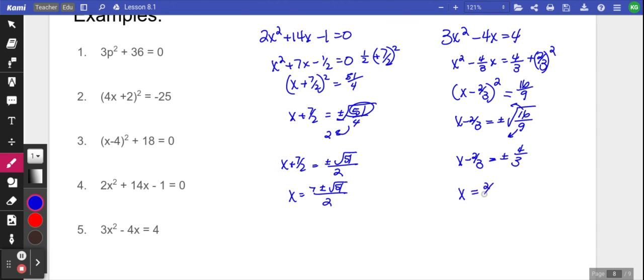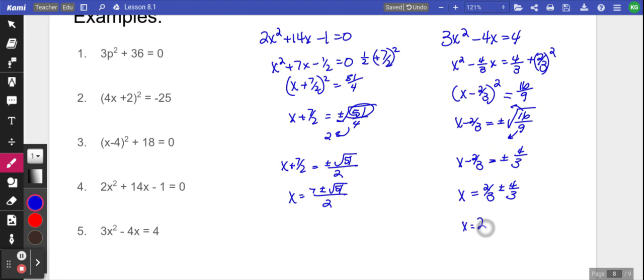Add the 2/3 to the front, which gives me x equals, and they're like terms, so I have 2/3 plus 4/3 for the first one, which is 2. And then 2/3 minus 4/3, which is negative 2/3.